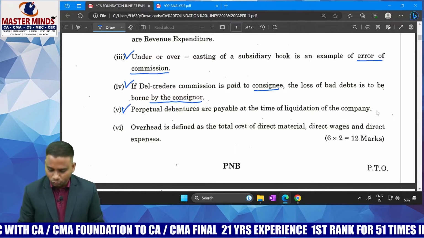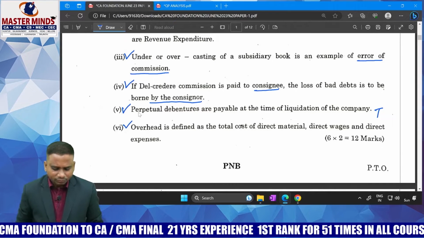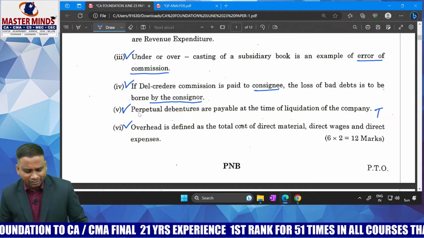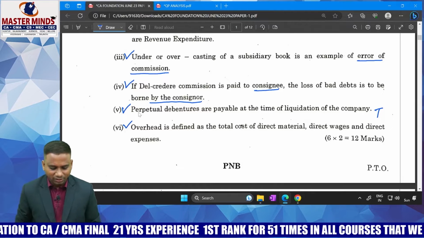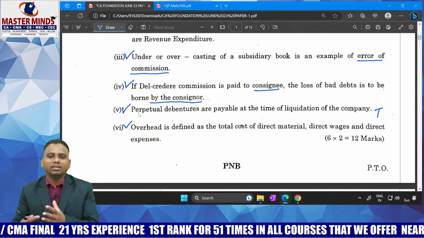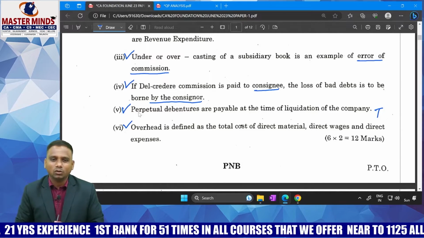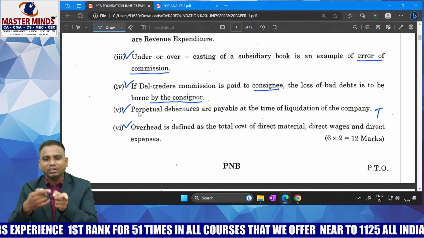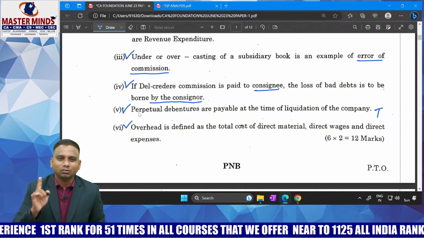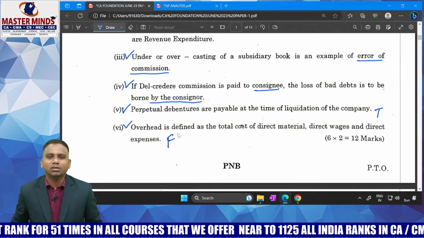Yes, it is true. Next, overhead is defined as the total cost of direct material, direct wages and direct expenses. Actually, direct material, direct wages and direct expenses form prime cost. Yes or no? So, indirect material, indirect wages, indirect expenses form overheads. So, this is false. I hope you understood, students.